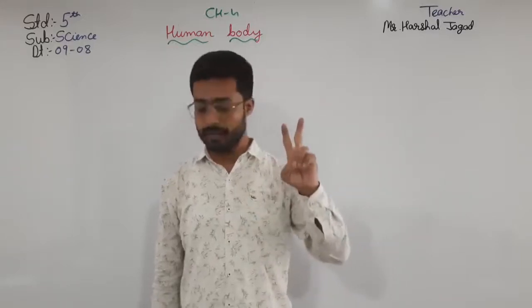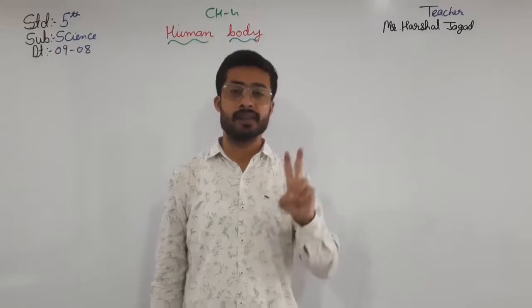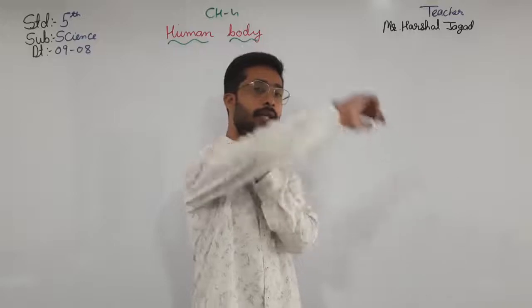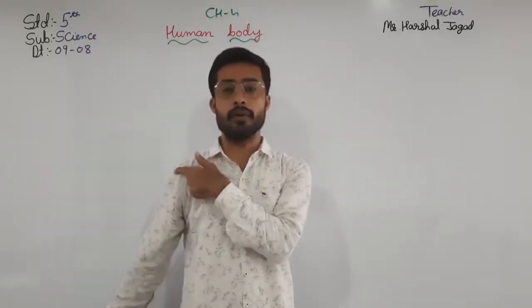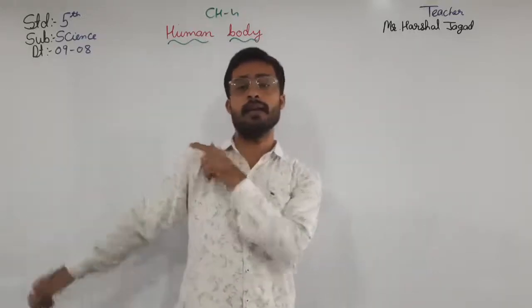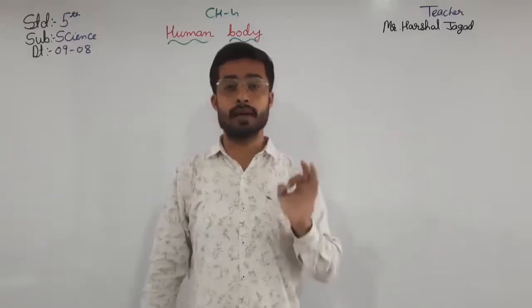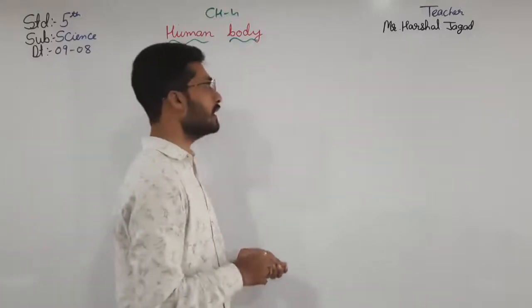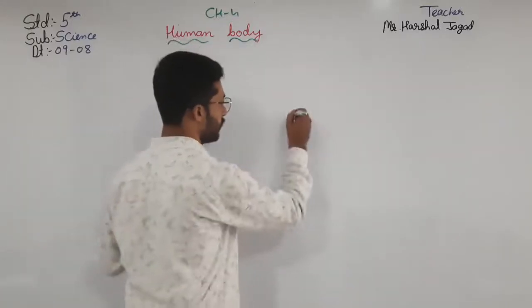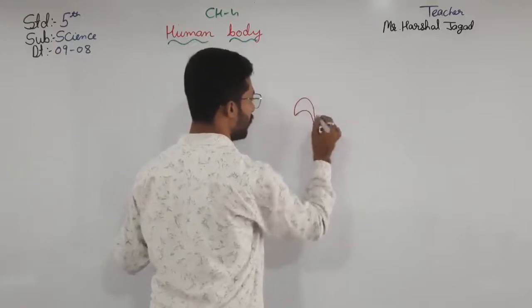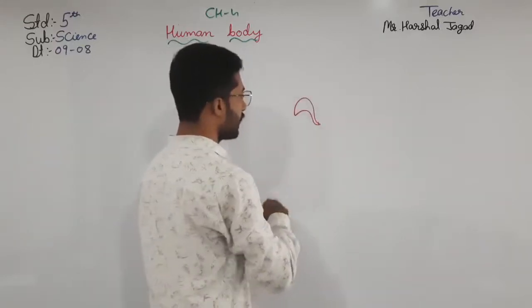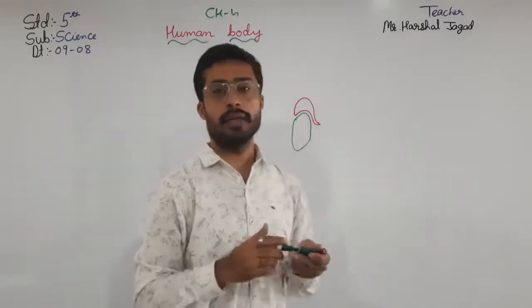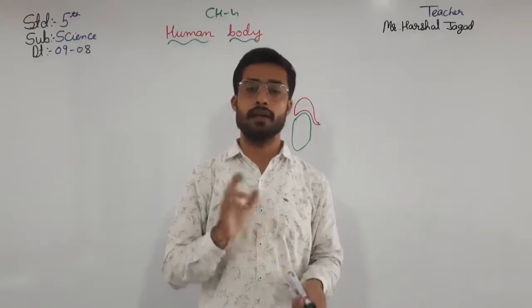Then the second one is the ball and socket joint. So what is the ball and socket joint? Here in the shoulder joint, you can see we can move our hand freely, round or on this side, this side. So this is the ball and socket joint. In this kind of joint, there is a cup-like structure, and then you can see it is connected like this. So it is known as the ball and socket joint.